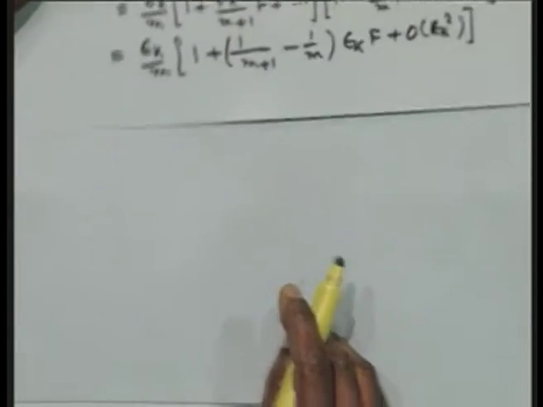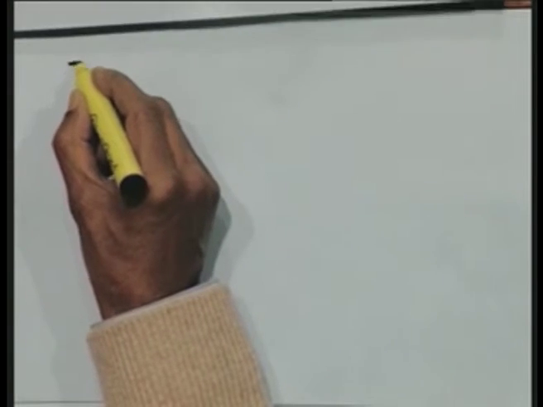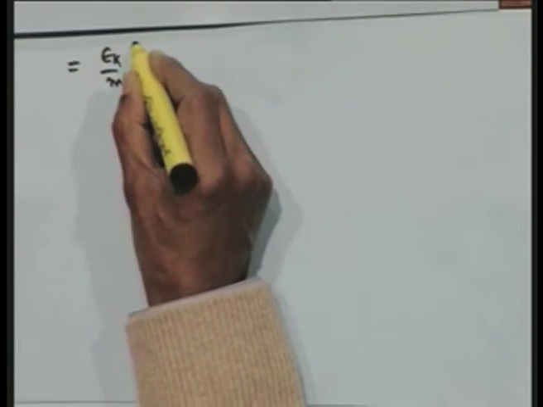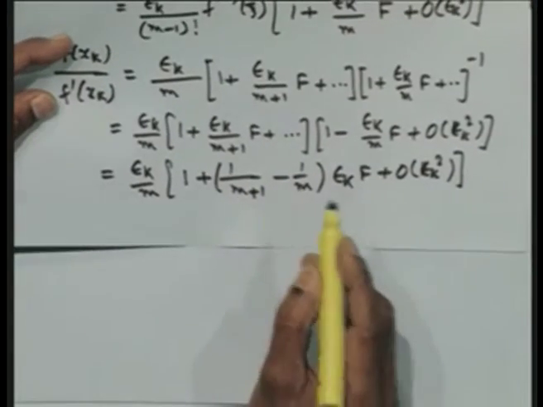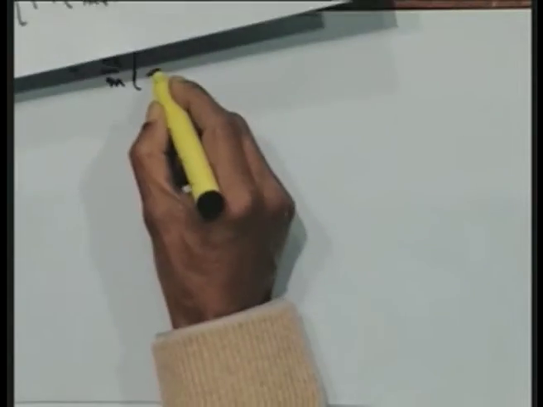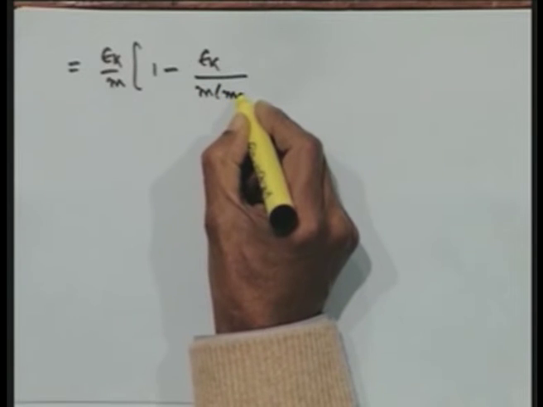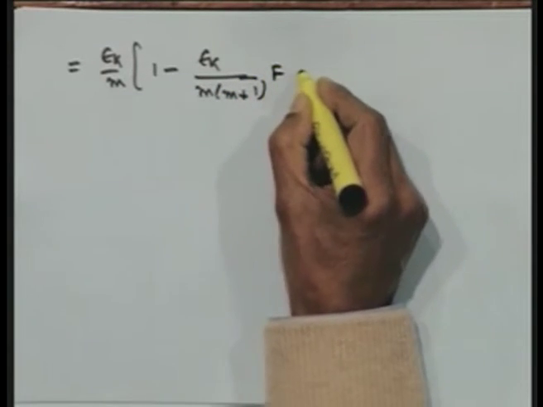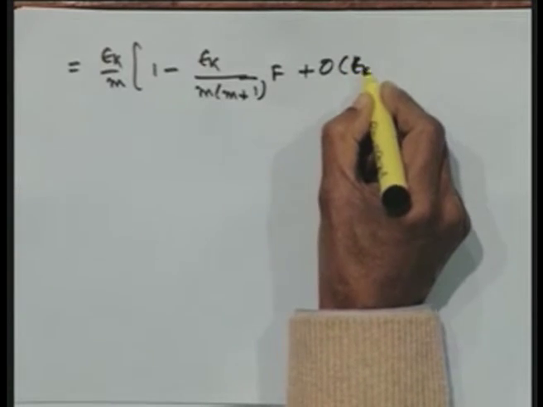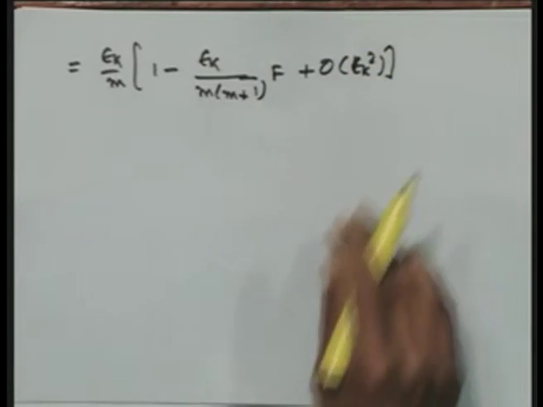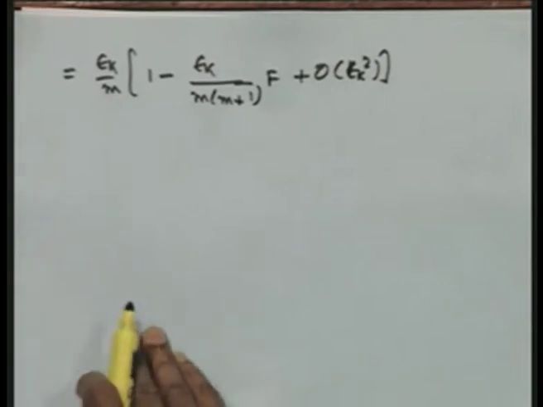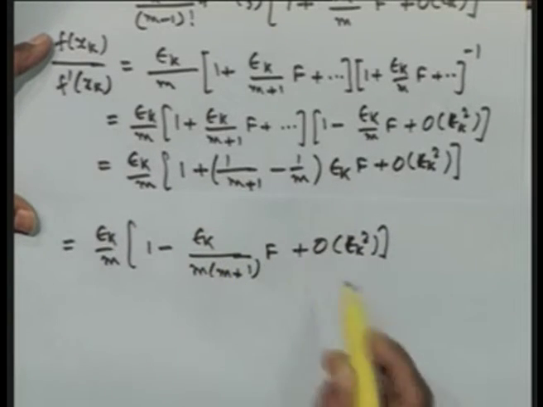Now let us simplify it further. So I would therefore have this as epsilon k by m into, now simplifying this, I will have here m minus 1. So I will have 1 minus epsilon k by m into m plus 1 into f plus order of epsilon k square. So this is what I have from the simplification. Maybe if you want to have both the terms together, I will just bring this slide down once and we can have a look at what we have. This is 1 minus epsilon k by m into m plus 1 into f.